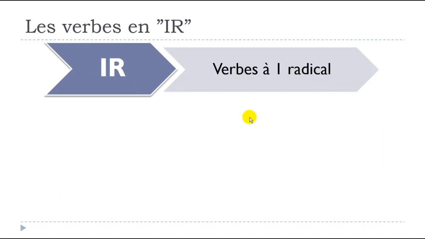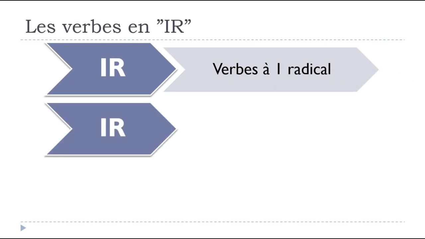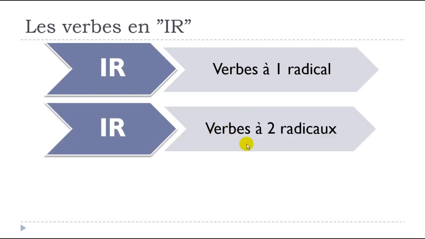The first one will be what we call les verbes à un radical. We'll see that a bit later, but radical is the stem, the root. So actually, these ones are quite easy to conjugate. The second group is les verbes à deux radicaux. Now it's getting a bit difficult because it means that these verbs will have two stems or roots, if you want. So we'll see that.